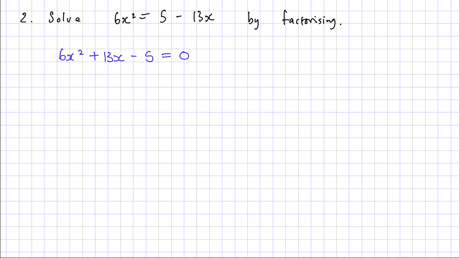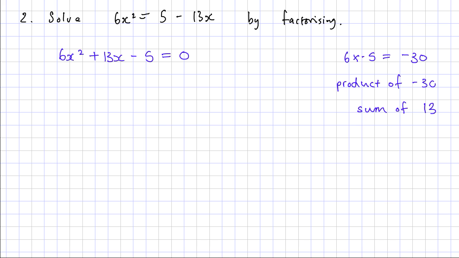Now when I'm factorising these, I know I need to multiply the coefficient of x squared, which I call a normally, and this minus 5 here, which we call c. So 6 times minus 5, I'll do that here. 6 times minus 5 gives me minus 30. So I know I need to think of two numbers that have a product of minus 30 and a sum of this middle bit here, a sum of 13.